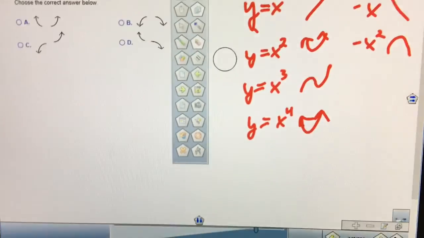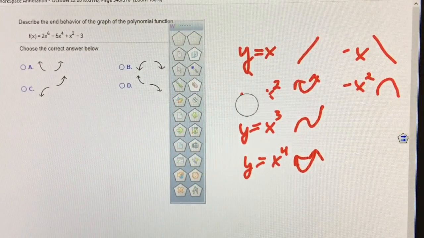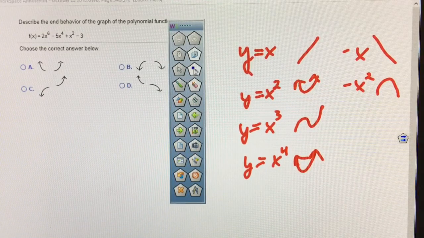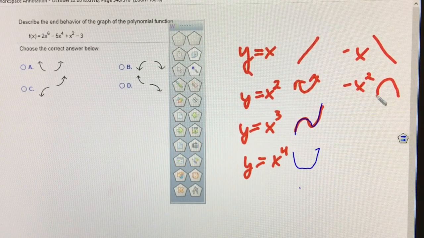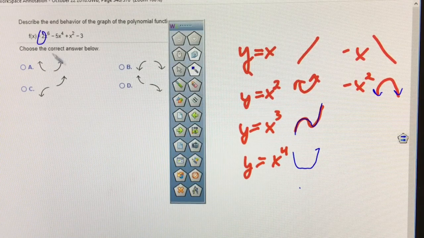This takes kind of a basic note to get it done rapidly and accurately. So the note would be to know what y equals x looks like. y equals x squared, up. y equals x cubed, down on the left, up on the right. y equals x to the fourth, that's going to be up also. Up on the left, up on the right. Same thing over here, y equals negative x is down, up on the left, down on the right. Negative x squared is down, down. So this is a positive 2, x to the 6th. And x to the 6th is going to be a positive up.